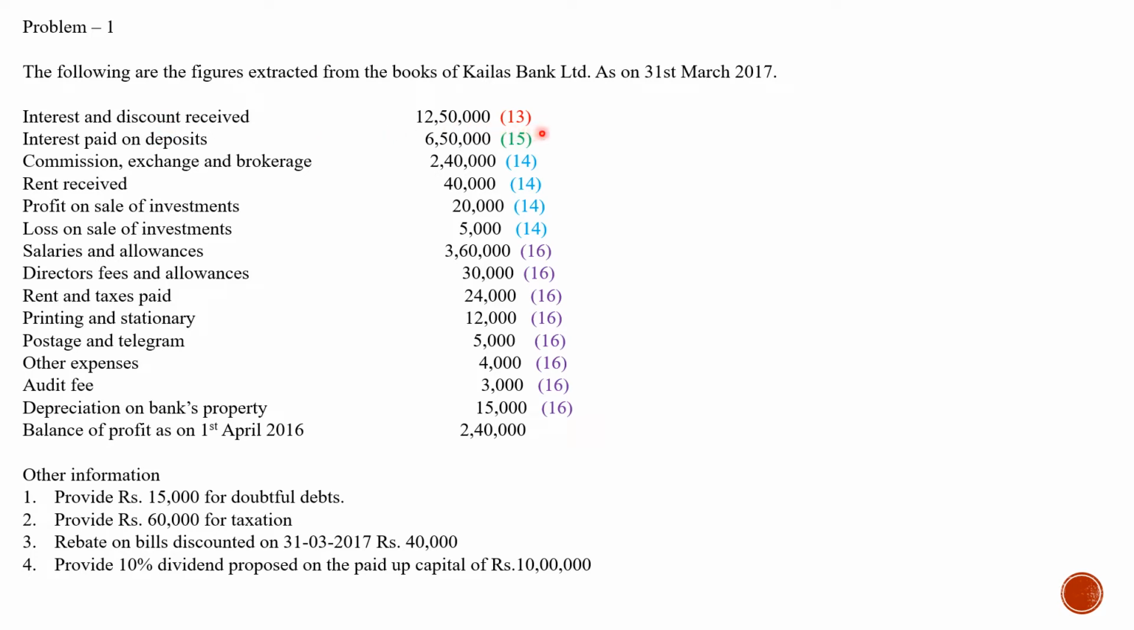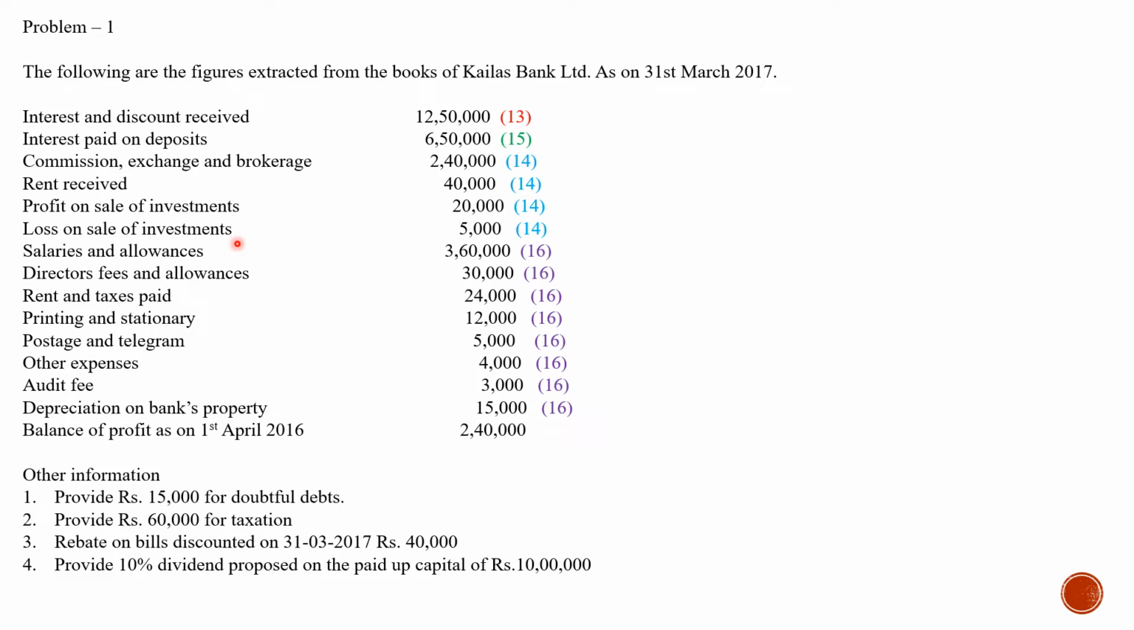As it is of a beneficial nature for the bank, it should be recorded in schedule number 13, which is interest earned. Second, interest paid on deposits. Since it represents an outflow of funds from the bank, it should be recorded in schedule 15, interest expended. Then commission, exchange and brokerage is treated as other income and recorded in schedule number 14. Rent received, coming under miscellaneous income, should also be recorded in schedule 14. Profit on sale of investment and loss on sale of investment should also be recorded in schedule 14.